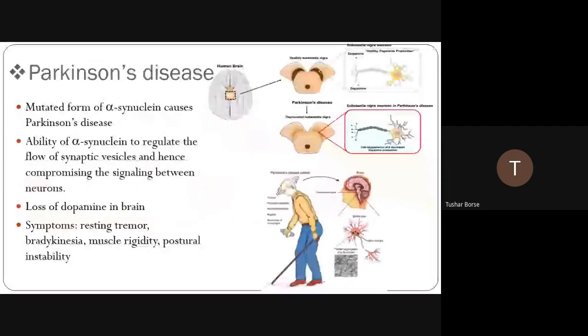And Parkinson's disease: a mutated form of alpha-synuclein causes Parkinson's disease. The main role of alpha-synuclein is not yet discovered, but it has the ability to regulate the flow of synaptic vesicles, and hence it compromises the signaling between the neurons and causes the loss of dopamine in the brain. Symptoms are resting tremor, muscle rigidity, and postural instability.